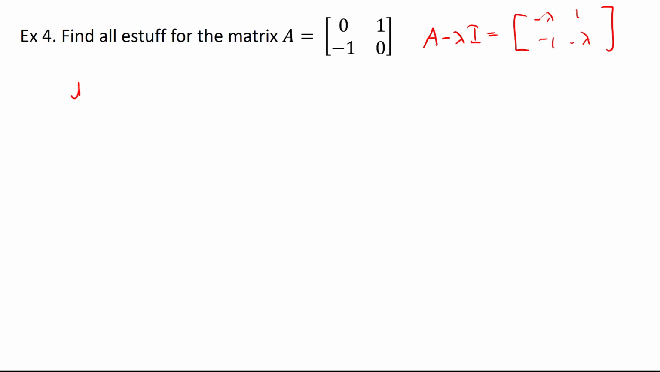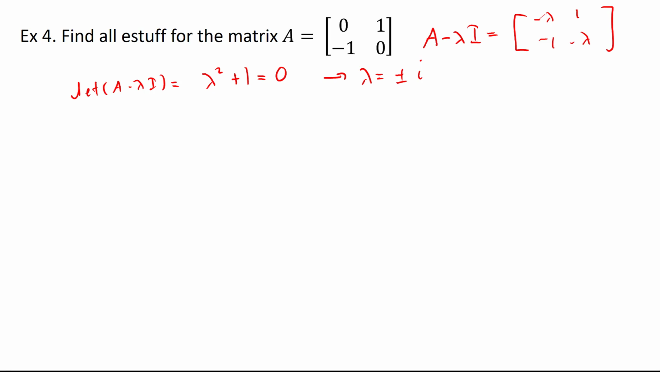Taking the determinant of this matrix consequently yields lambda squared plus 1 equals 0. And this gives us 2 complex valued roots, lambda equals plus or minus i. So here we have 2 pure imaginary eigenvalues.